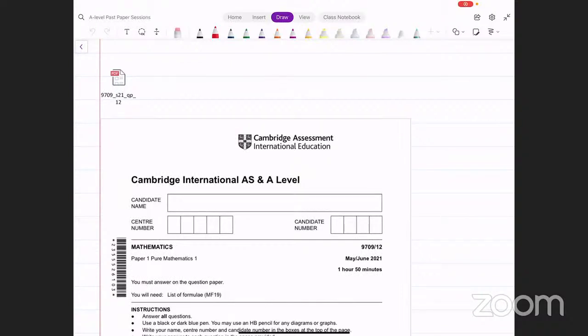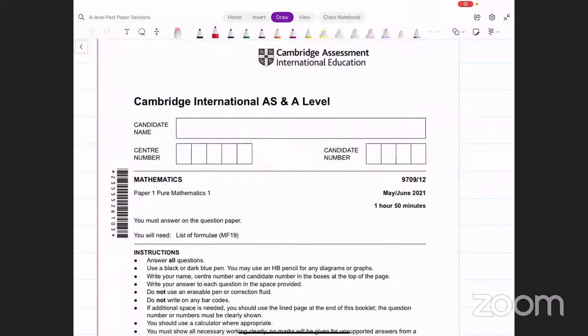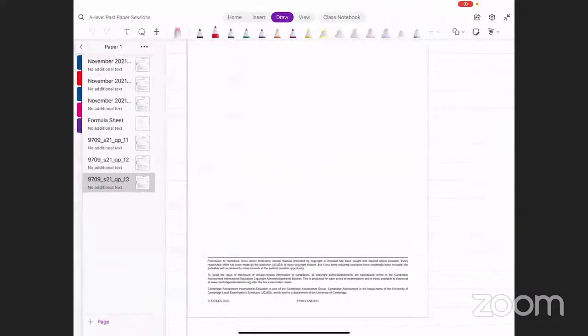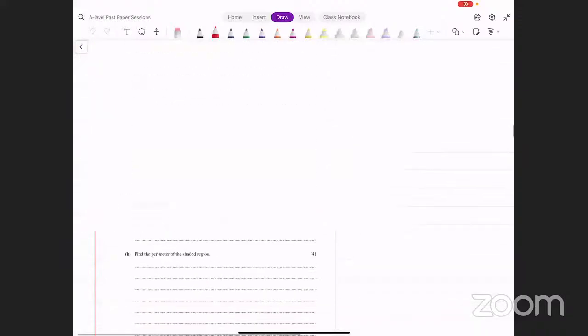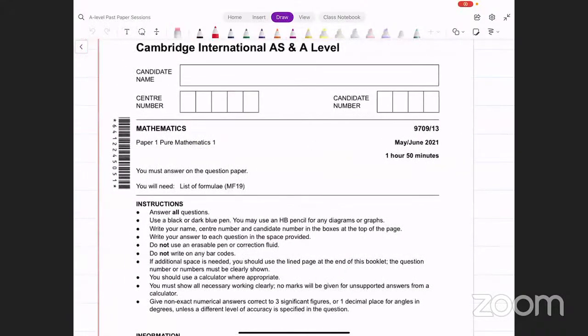So today we are doing these two papers, May June 2021, paper 1, variant 2. एक ये paper देख रहे हैं और इसके साथ we are looking at another paper that's May June 2021, paper 1, variant 3. In दोनों papers से we will be doing some selected questions. Okay? We're not going to do complete papers. We will only be doing some selected questions from both of these papers.